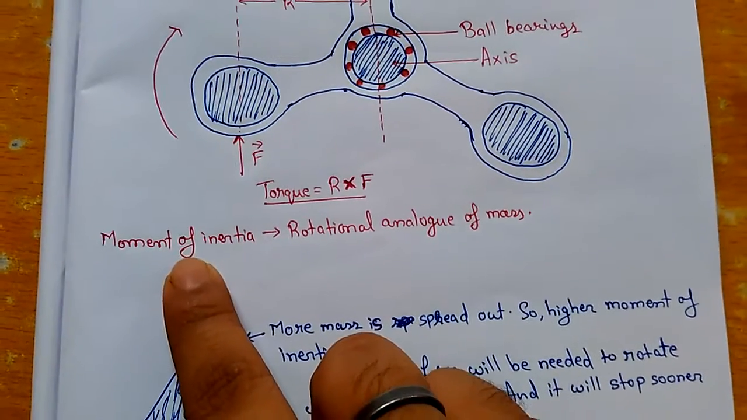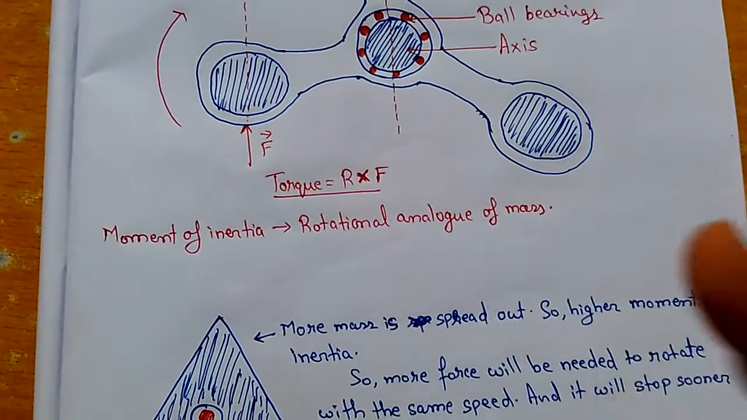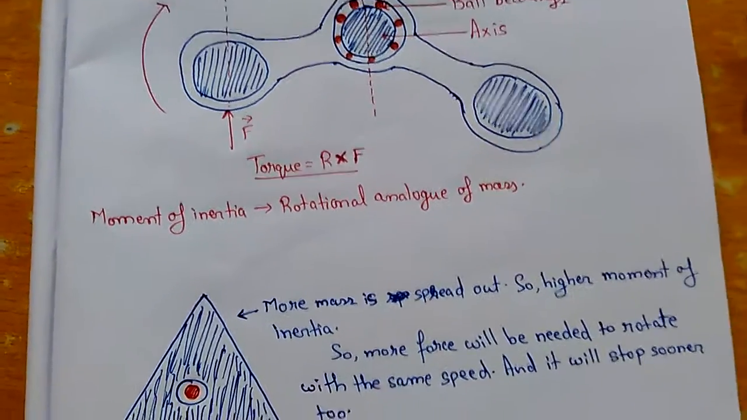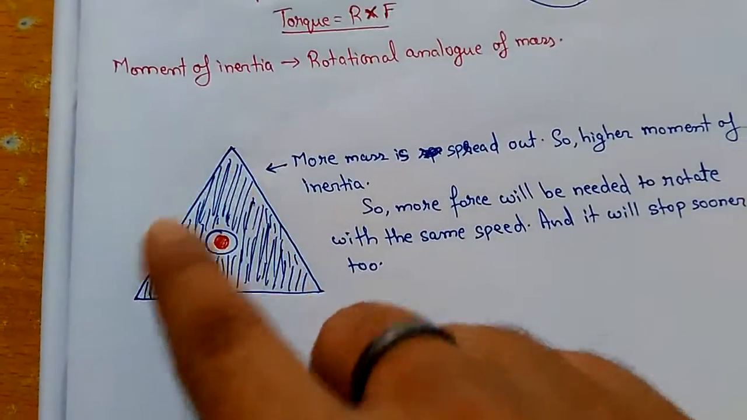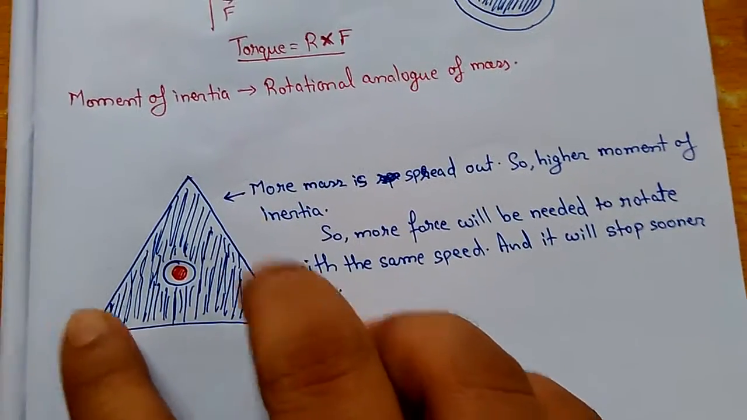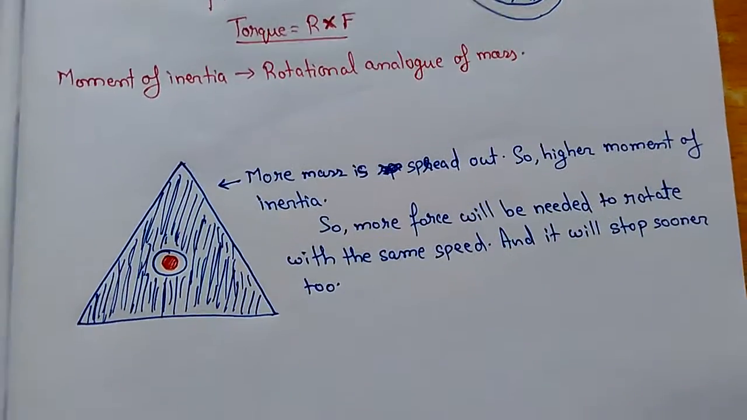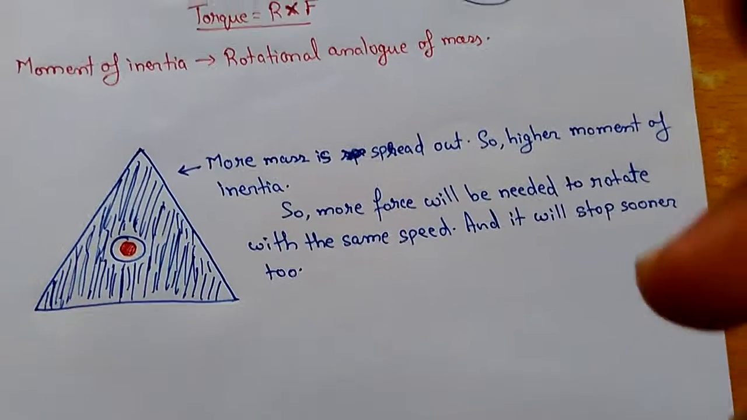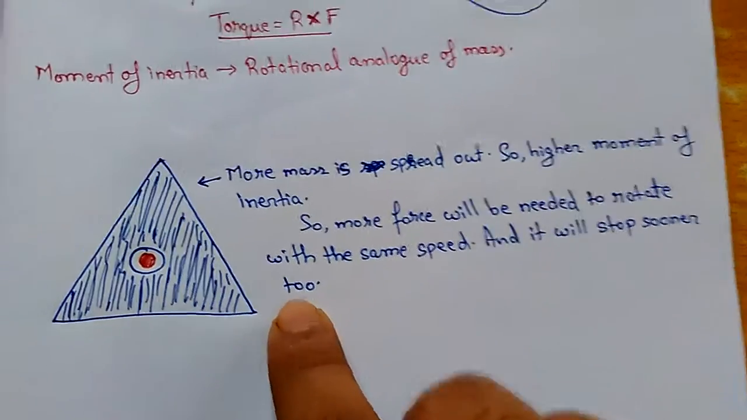Similar is the concept with moment of inertia. If the moment of inertia is very high, then it will be difficult to rotate a body or to stop a rotating body, and vice versa. If we turn the fidget spinner into a triangular shape with mass uniformly distributed, then more mass is spread out. As the mass will be spread out quite enough, it will have a higher amount of moment of inertia. As the moment of inertia is high, more amount of force will be needed to rotate the fidget spinner in this shape, and it will stop even sooner.